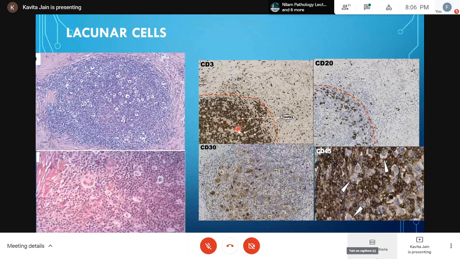CD3, as I told you earlier, the CD3 activated marker, that is CD57, is making rosettes in NLPHL, not in classical Hodgkin's. But of course, in the background of classical Hodgkin's, there are a lot of T lymphocytes which seem to form rosettes. So these are CD3 rosettes around the lacunar cells, and we see the CD20 cells are sparse in the background.